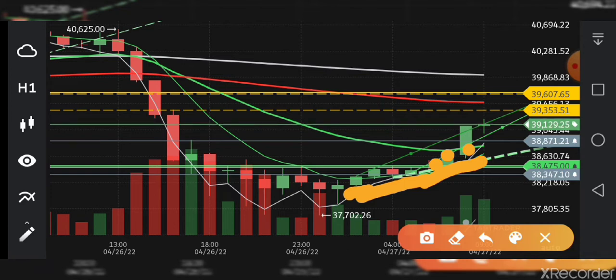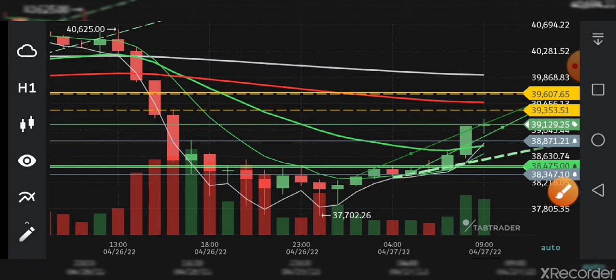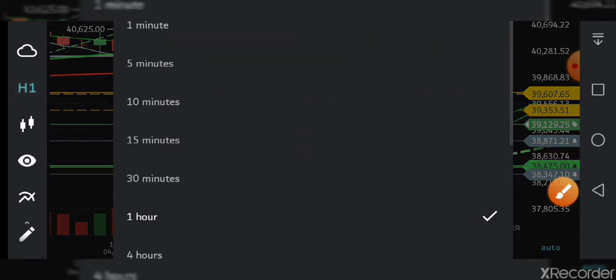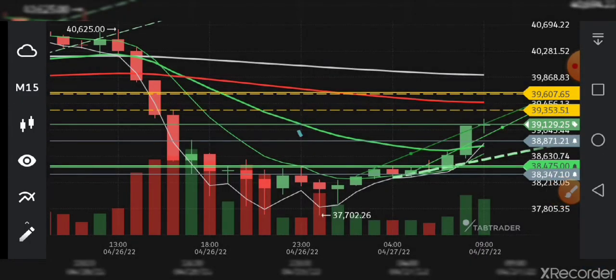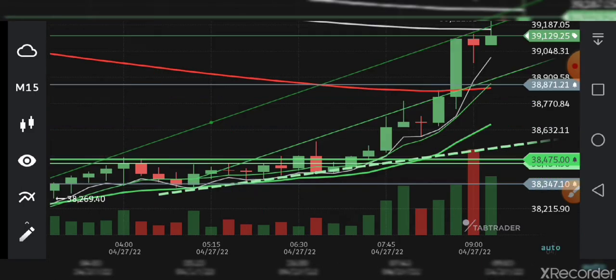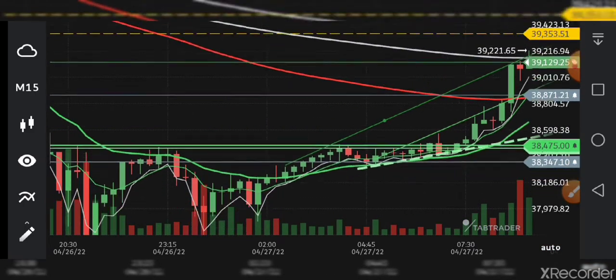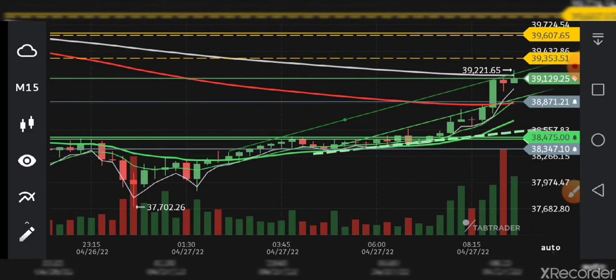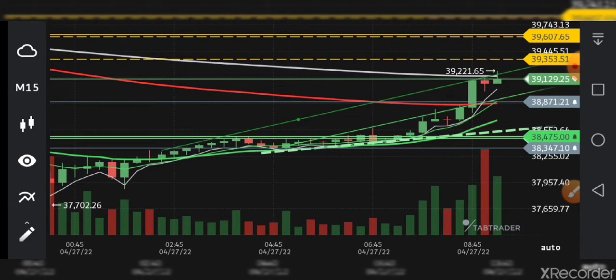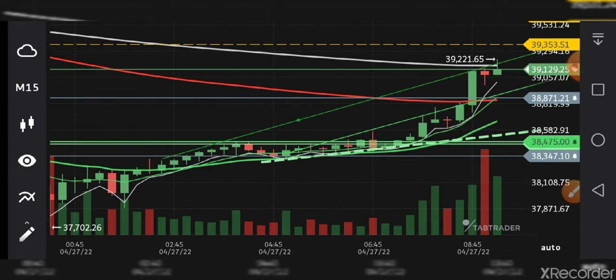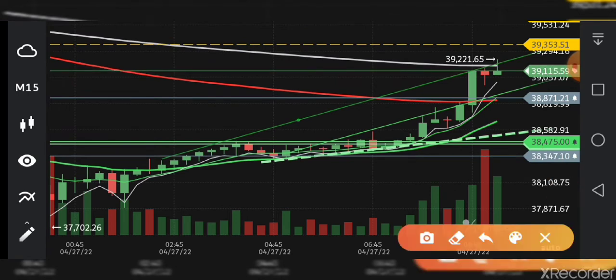Now where you need to go to is you don't need 30 minutes, just come to your 15 minutes chart as well. On the 15 minutes chart, if you see it above this white line, it's good as well for you to enter.